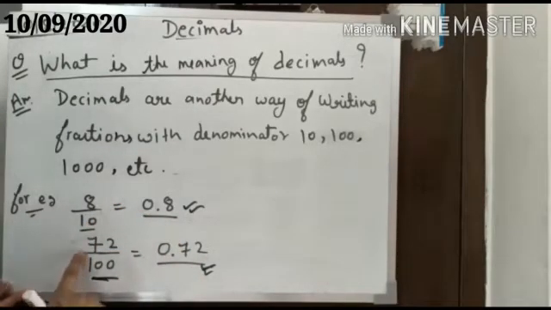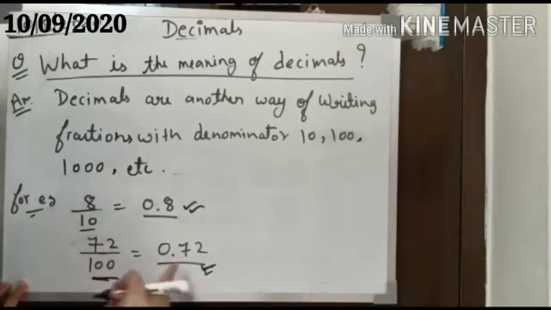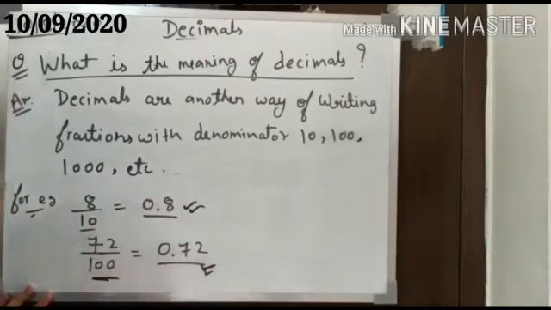In another example, 72 by 100, as you can see very well that here 100 is present at the place of the denominator. That means we can represent this fraction in the form of a decimal number also. So 0.72 is the answer for this fraction. How we convert a fraction into a decimal number, or a decimal number into a fraction, we will learn in my next video.